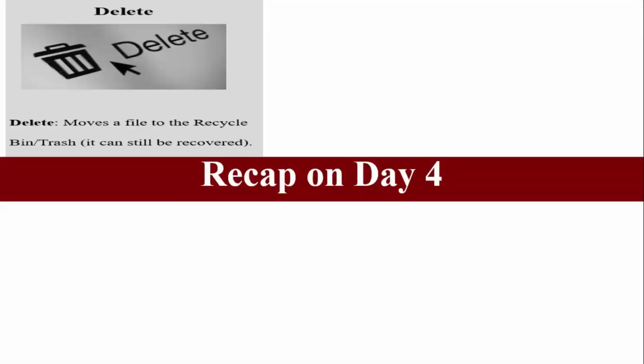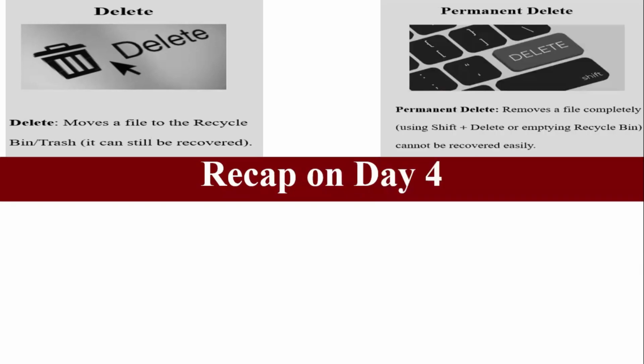So, a recap on day four. Yesterday, we discussed delete, how you can delete a file or a folder by right-clicking on it, then going to delete. We also know where a deleted file will go. Then we talked about permanent delete, how you can delete a file or folder permanently. Delete is when you delete an object, it goes to the recycle bin, but when you permanently delete it, that file or folder is just gone.